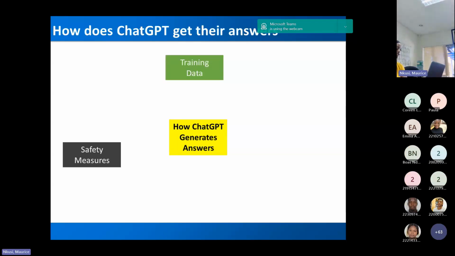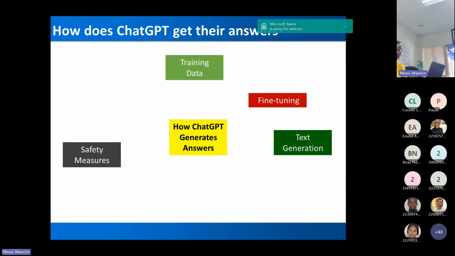Okay. Now, how ChatGPT generates its answers happens in several steps. First is the training data, which is where the pre-trained model comes in, as I explained earlier. Then fine-tuning: after the pre-training, the company uses a combination of supervised learning and reinforcement learning from human feedback to make it more suitable for conversational interactions and to prevent undesirable outputs.